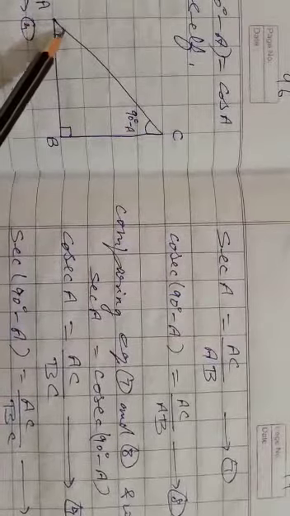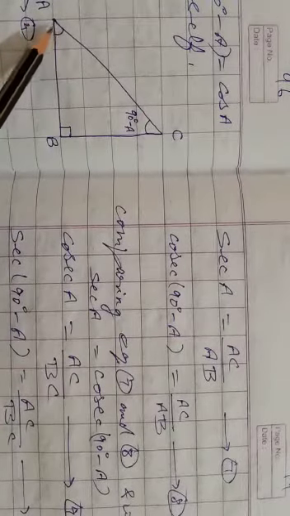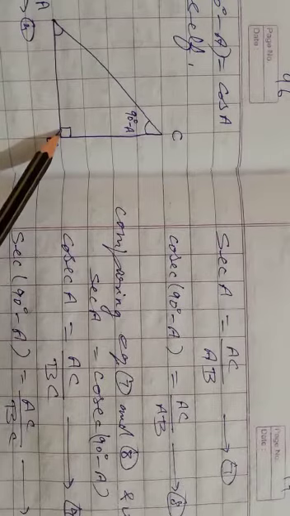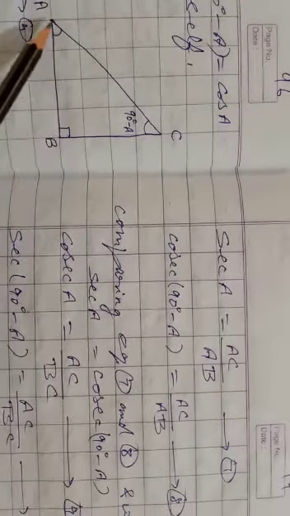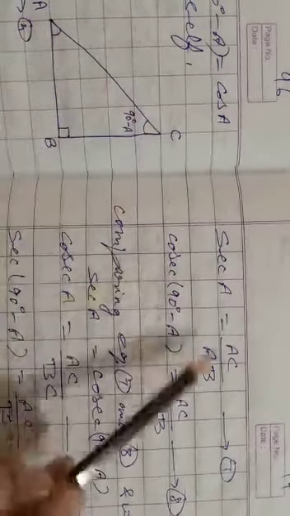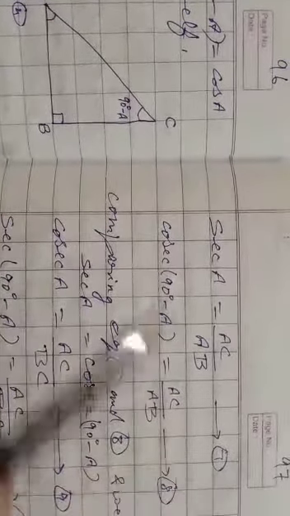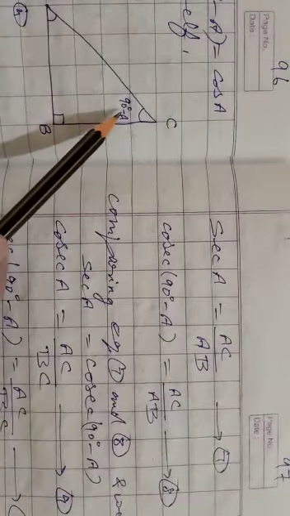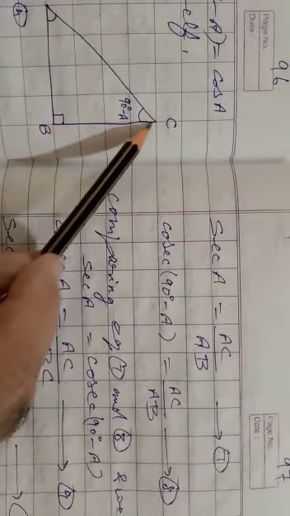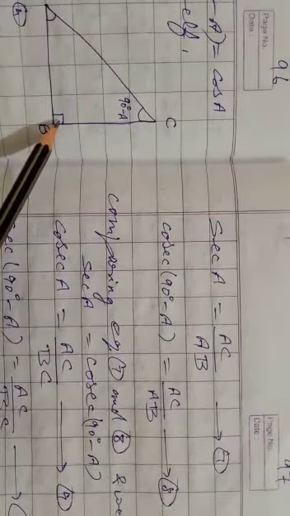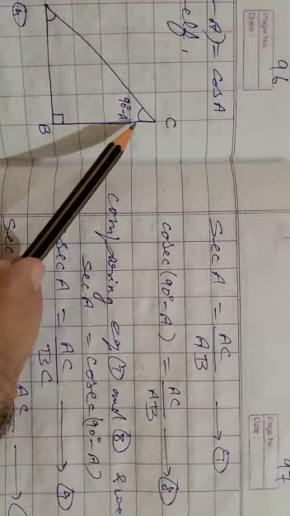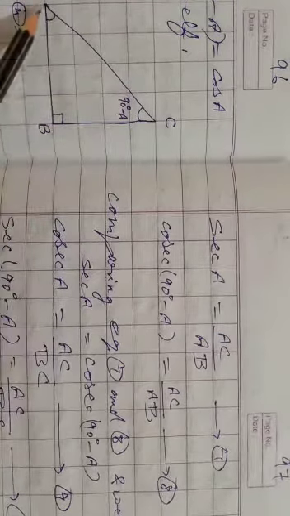Now sec A. This is your base angle. So this is your base. Sec theta is hypotenuse upon base. Hypotenuse AC upon AB. This is equation 7. Now cosec 90 minus A. Cosec theta equal to hypotenuse upon base. AC upon AB. Right side equal. So we can write sec A equal to cosec 90 minus A.